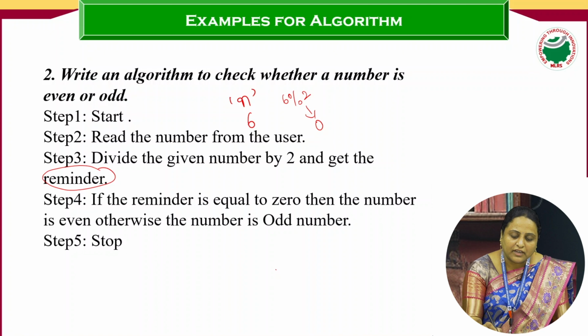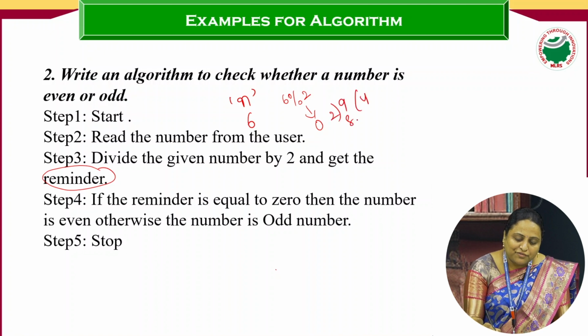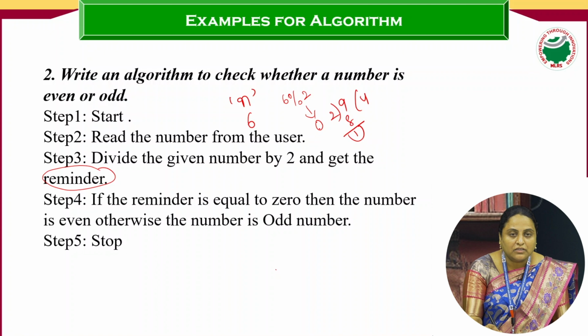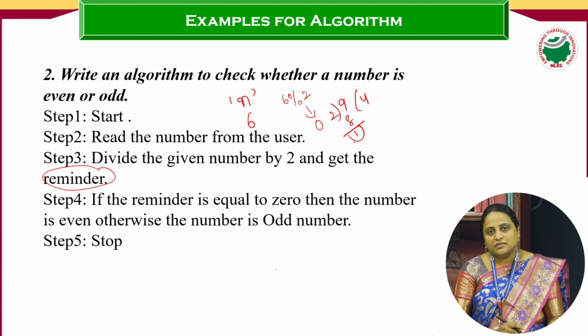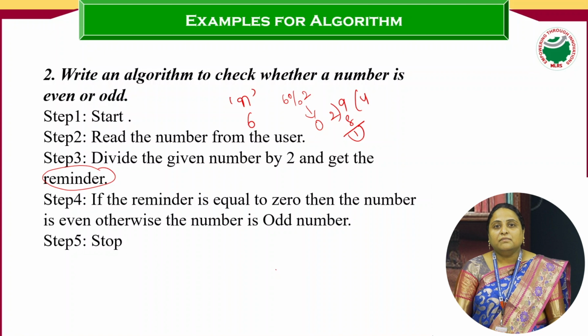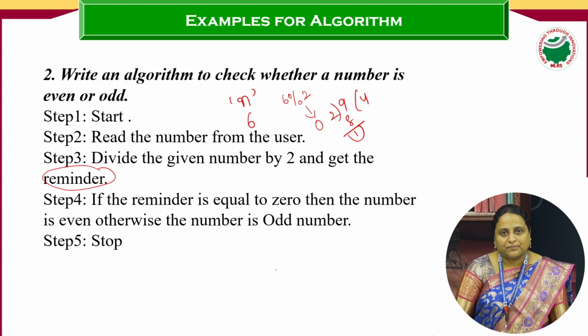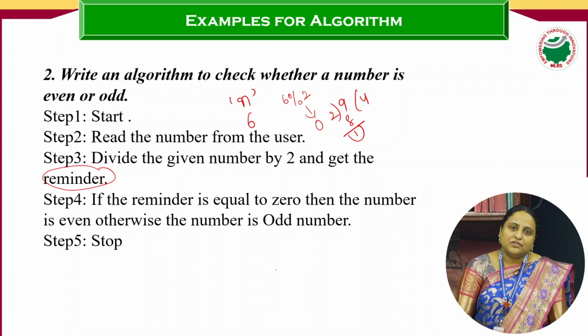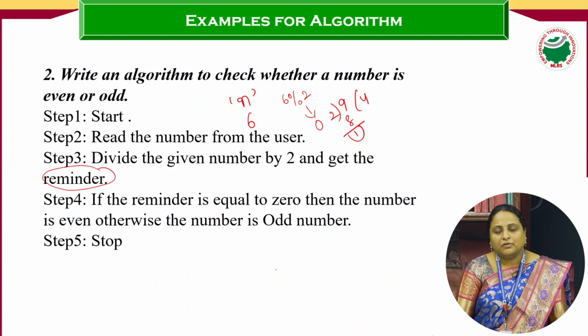For example, if you take number 9, when you divide 9 by 2, it goes 4 times and the remainder is 1. Because it is not equal to 0, obviously it is an odd number. So decision making is involved in this algorithm. These are different ways of writing algorithms. Similarly, you can implement other problems also, complex problems or simple problems.